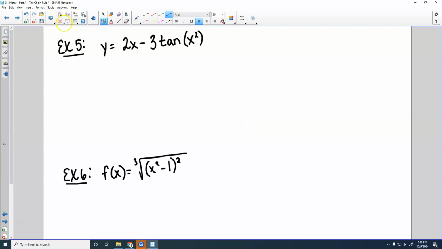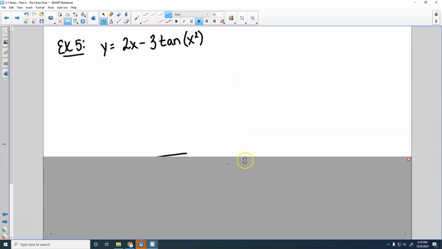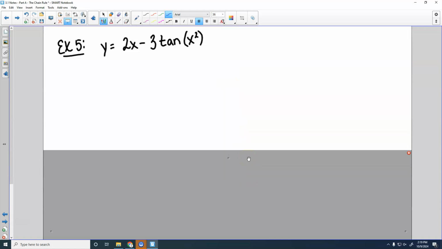Here's our next one. Okay, so we got y equals 2x minus 3 tangent of x squared.